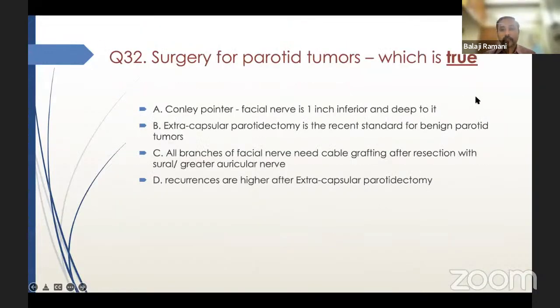Right. Now, if you take up surgery for the salivary glands, for the parotid tumors, which is the true statement here? A: Conley pointer, facial nerve is 1 inch deep and inferior to it. B: Extracapsular parotidectomy is a recent standard for benign tumors. C: All branches need cable grafting after resection. D: Recurrences are higher after extracapsular parotidectomy.